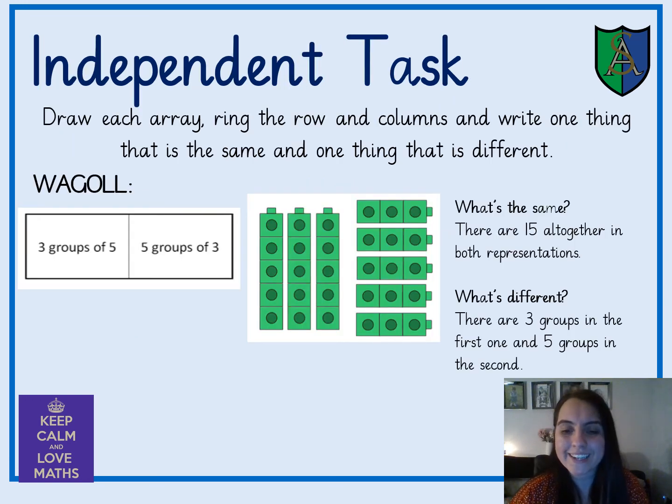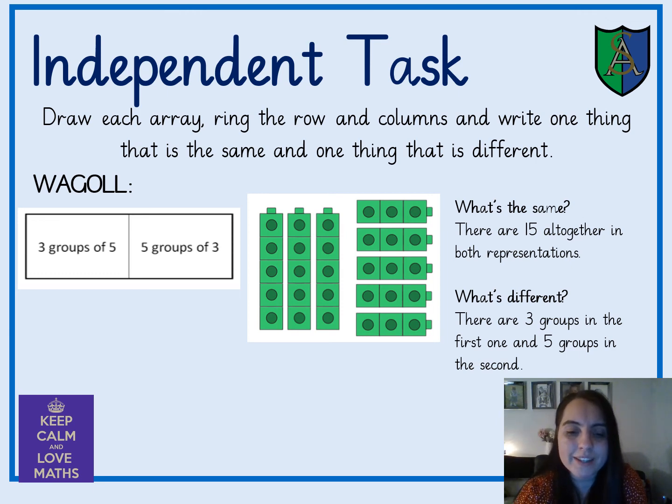Okay, so for today's independent activity, you are going to be drawing out your own arrays, okay? You're going to be ringing around the rows and the columns, and you are going to be writing one thing that is the same and one thing that is different about each of your arrangements, okay? So this is an example that I've got here on the board for you. It's what a good one looks like, okay?